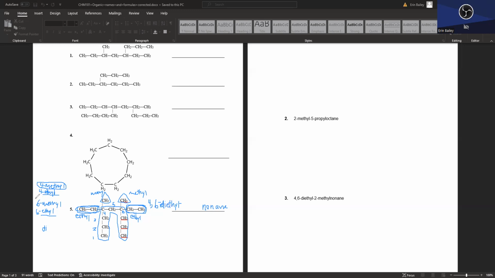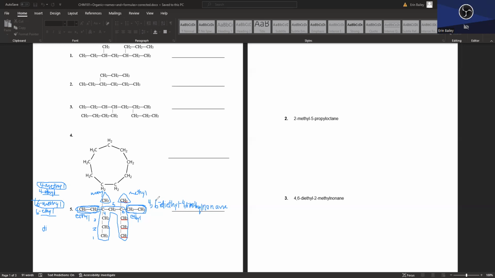4-methyl and 6-methyl, just like this one. So it's also 2. So we're also going to put di in front of the methyls. 4,6 dash methyl. And that is going to be the correct answer for that one.